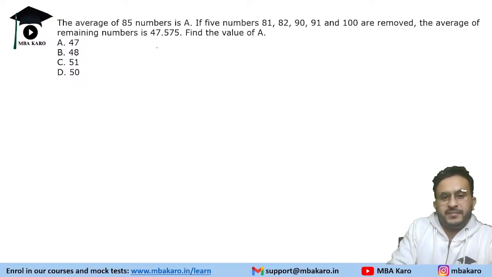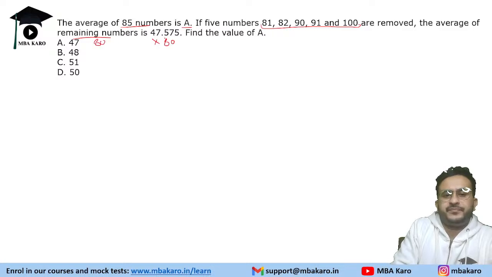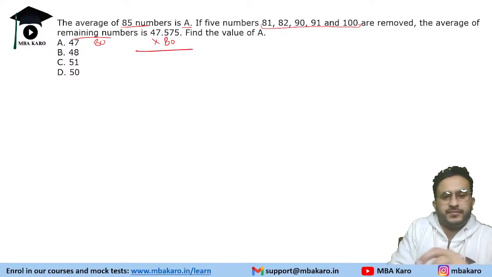Okay, so let's see this question. There is some calculation involved. 85 numbers, the average is A. 5 numbers are removed, right? So average of remaining. How many numbers are remaining? 80. So multiply this by 80. Okay, so multiply this by 8.